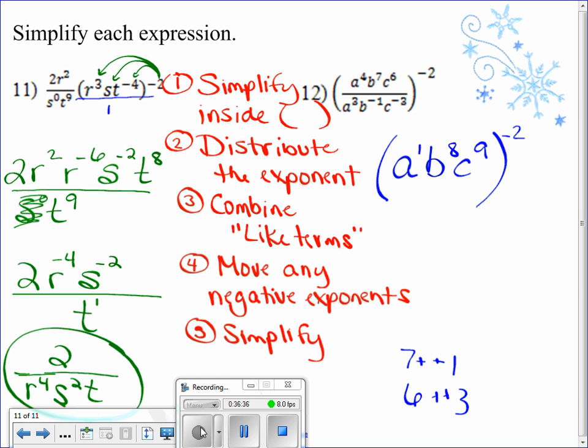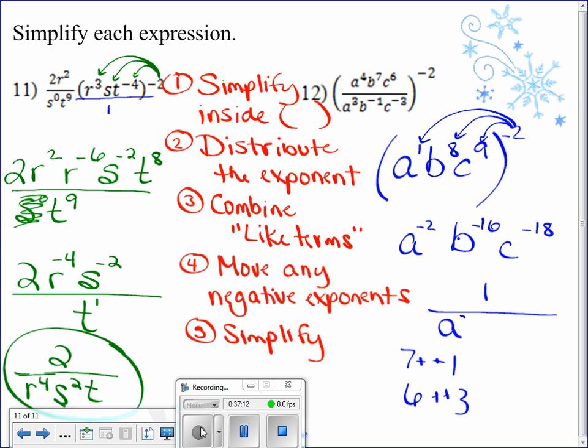And suddenly this problem doesn't look quite so scary. If you did it the other way, just hang tight. The other way is to distribute this to everything first, then put stuff together. That's okay. You can still end up in the same spot. So now I'll distribute. So we get a to the negative 2, b to the negative 16, c to the negative 18. There are no other like terms. Moving my negative exponents, they all need to move. Positive a squared, b to the 16th, c to the 18th. Nothing simplifies. I am done.